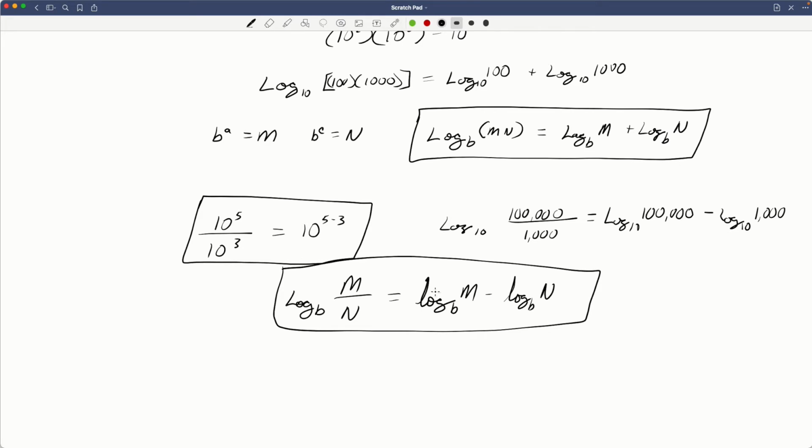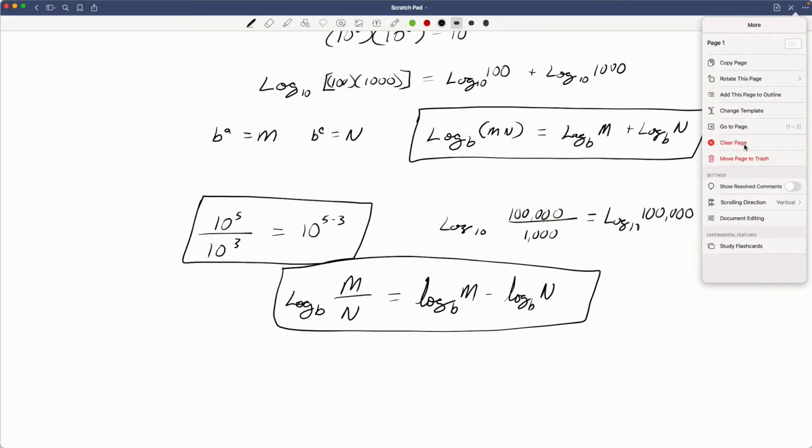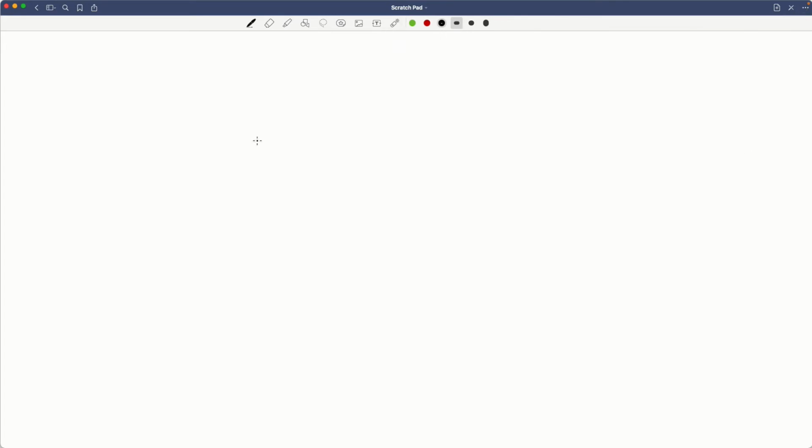All right, moving on. Let's look at intersection of sets. So let me clear the page, and we'll talk about that. No, we're not going to do any problems with logarithms today.